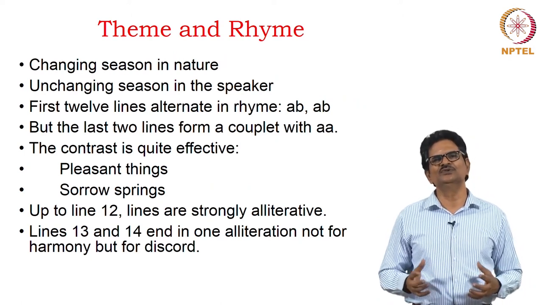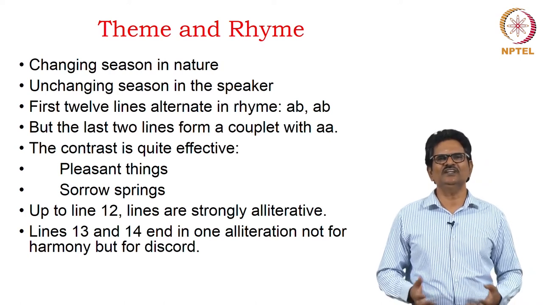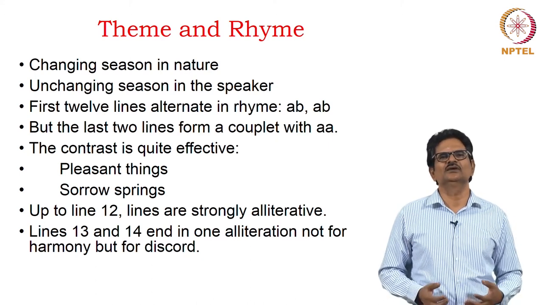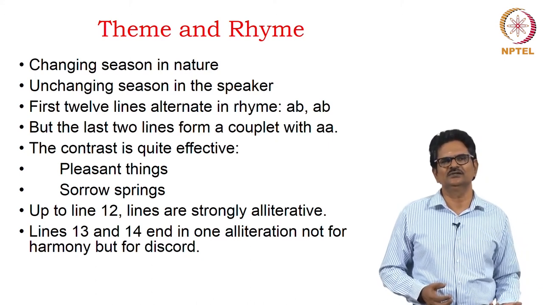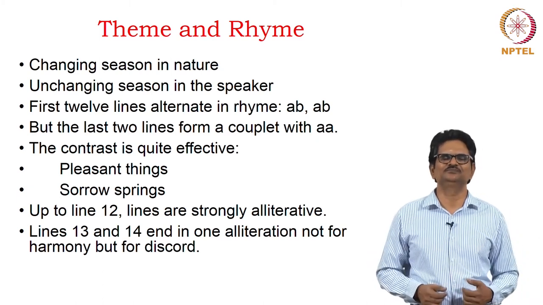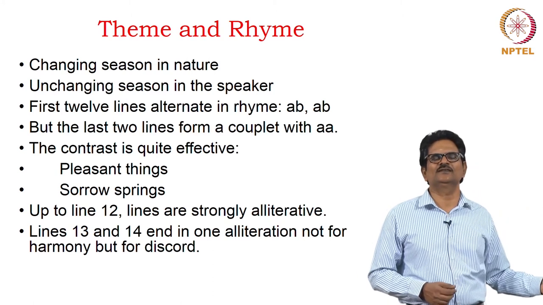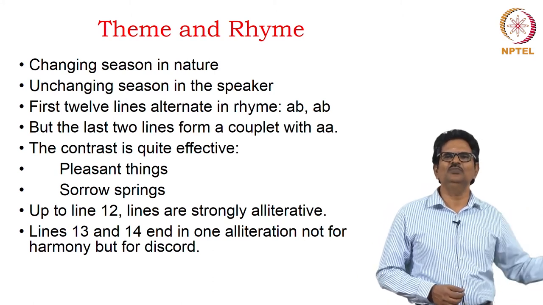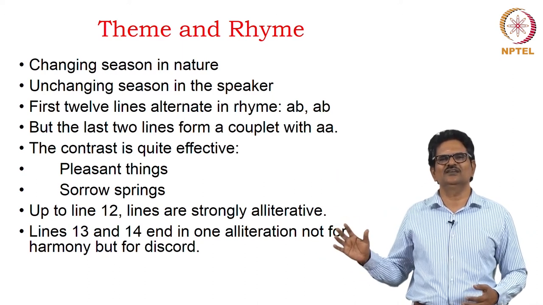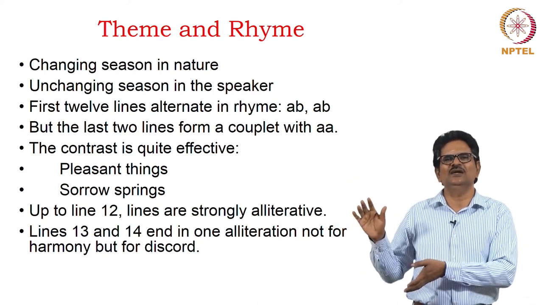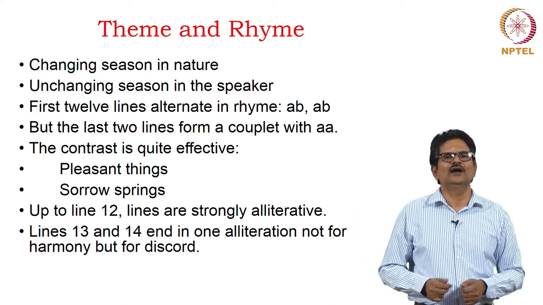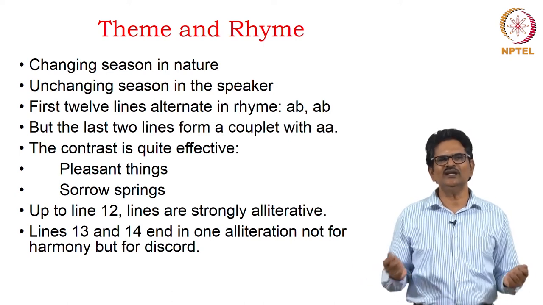Sometimes poets use rhyme so effectively to convey their theme. This poem deals with the changing season in nature and the unchanging season in the speaker. The first 12 lines alternate in rhyme A, B, A, B. The last 2 lines don't change, they have the same rhyme, that is A, A, and thus form a couplet. As you can see, the contrast is quite effective.